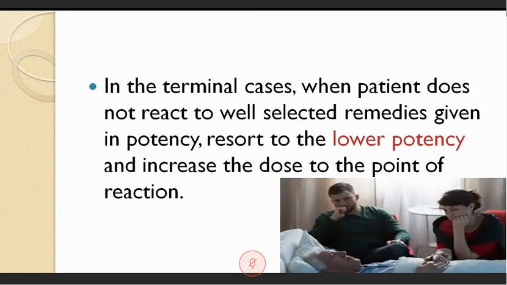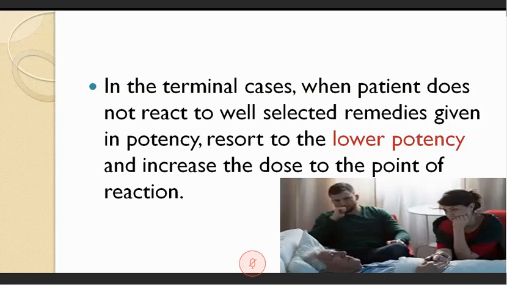So we can also think in another way: if the case is dropping towards the allopathic side, where we can't do anything after prescribing potencies, when you prescribe 200, 1M, 10M and nothing happens, we can think of lower potencies. We have the experience that after treatment they don't get much result, so they go to an allopathic doctor, and within 1 or 2 days they get better. At that point of time, we should think of lower potencies. Lower potency may help these cases. Then we should increase the dose to the point of reaction.